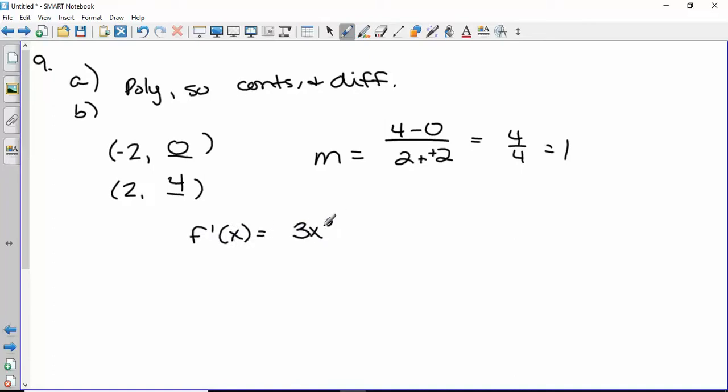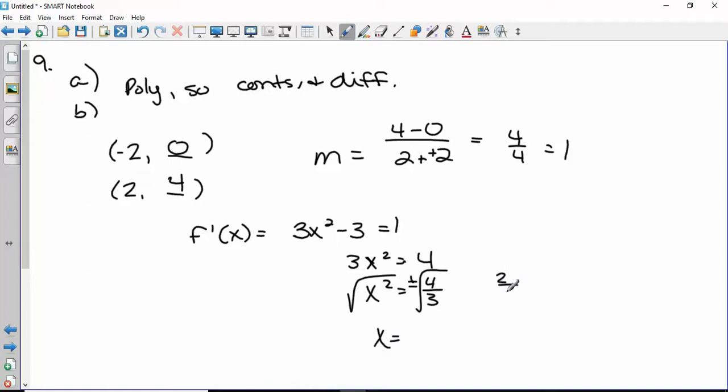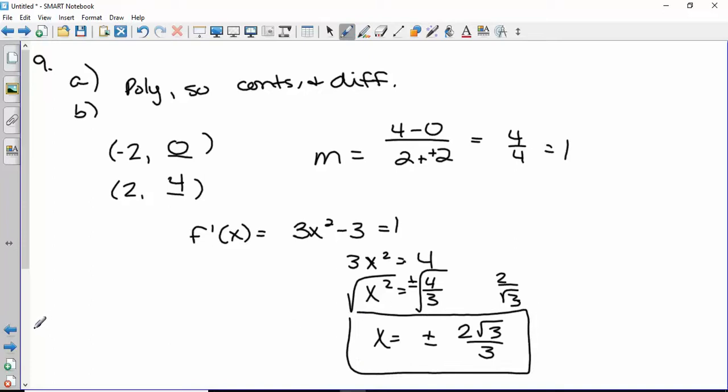So our derivative is 3x squared minus 3, set that equal to 1. So 3x squared equals 4. Plus and minus, you have 2 over radical 3, which would give you a 2 radical 3 over 3. You should check that those are in the interval, and both of those are. So we have 2 numbers that make it work.